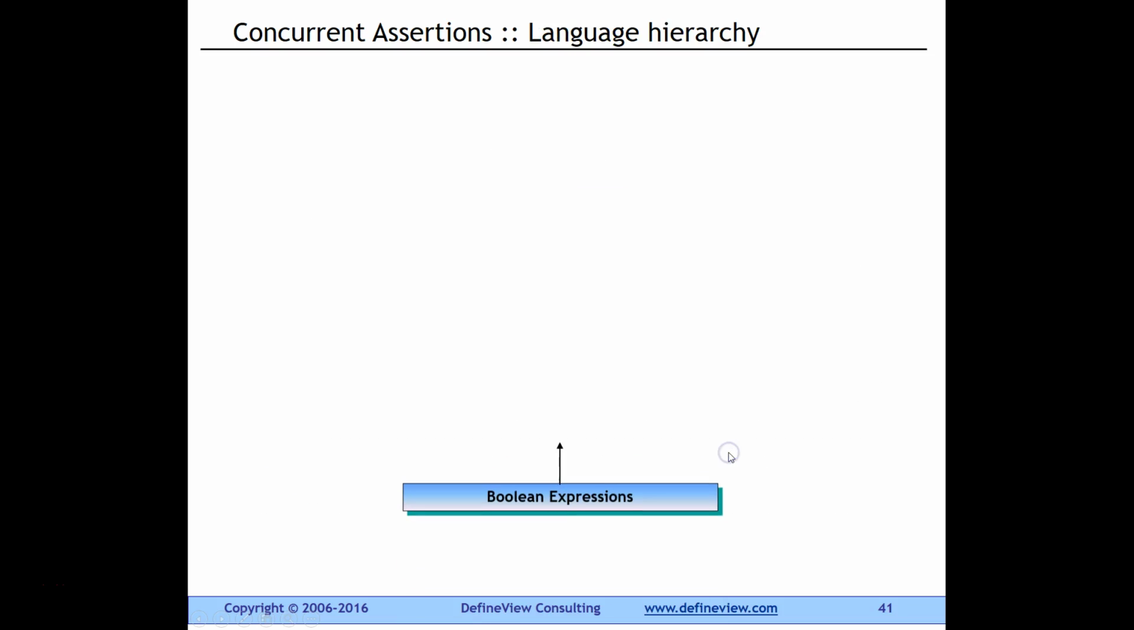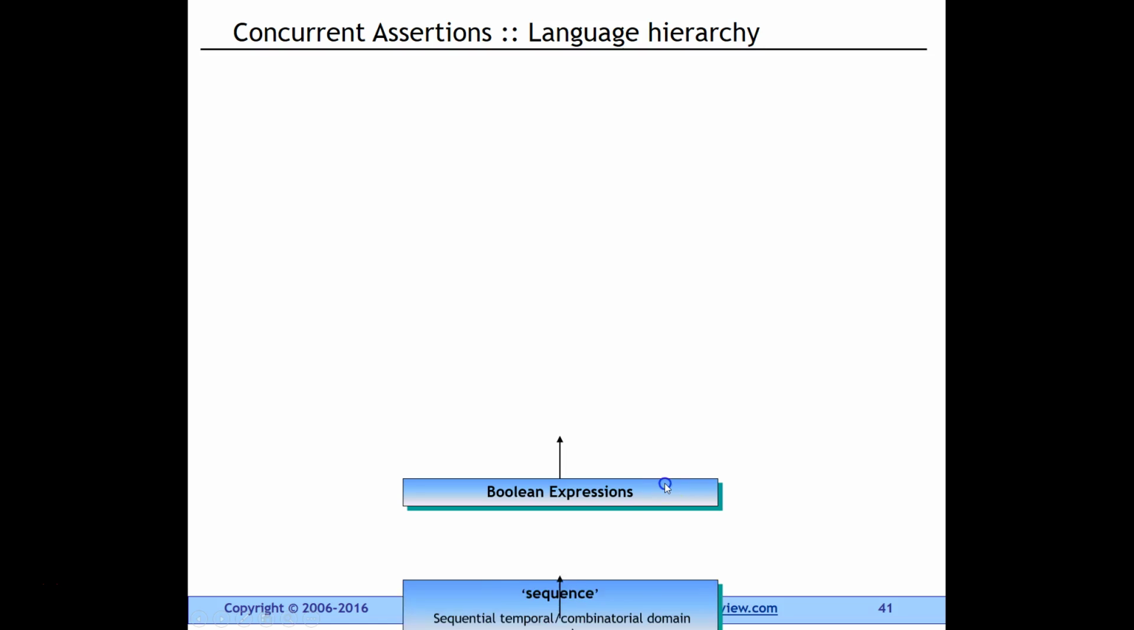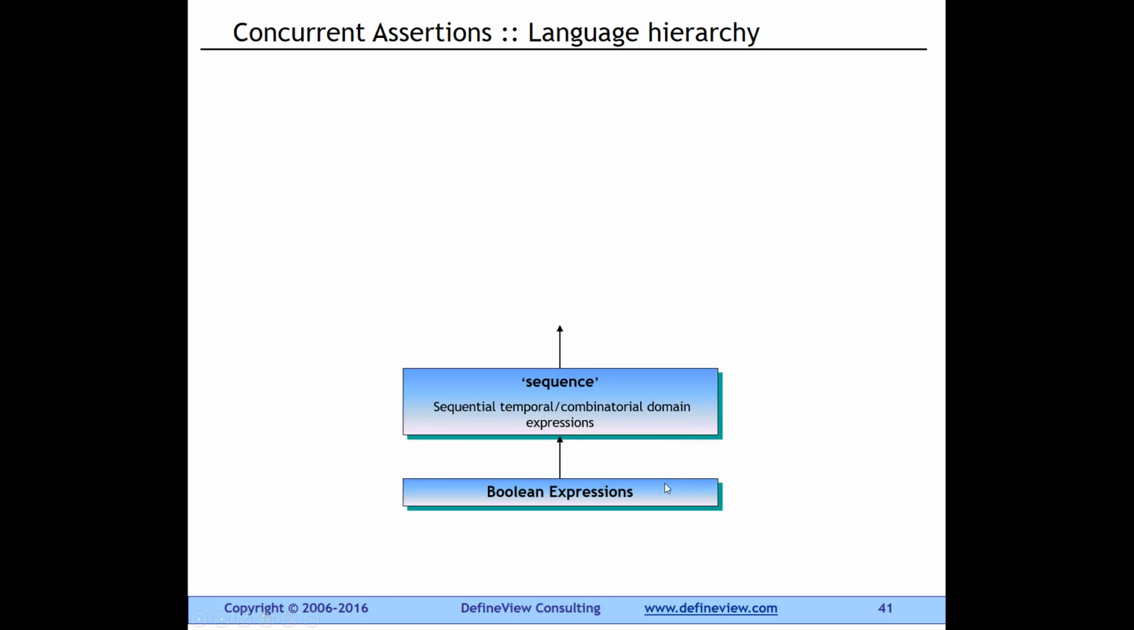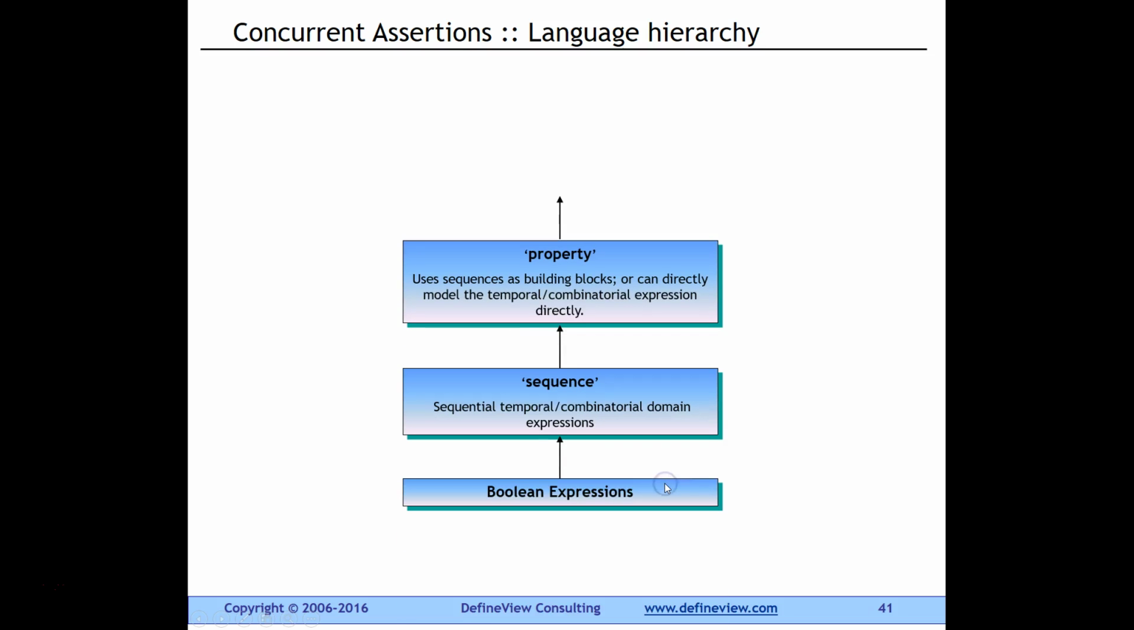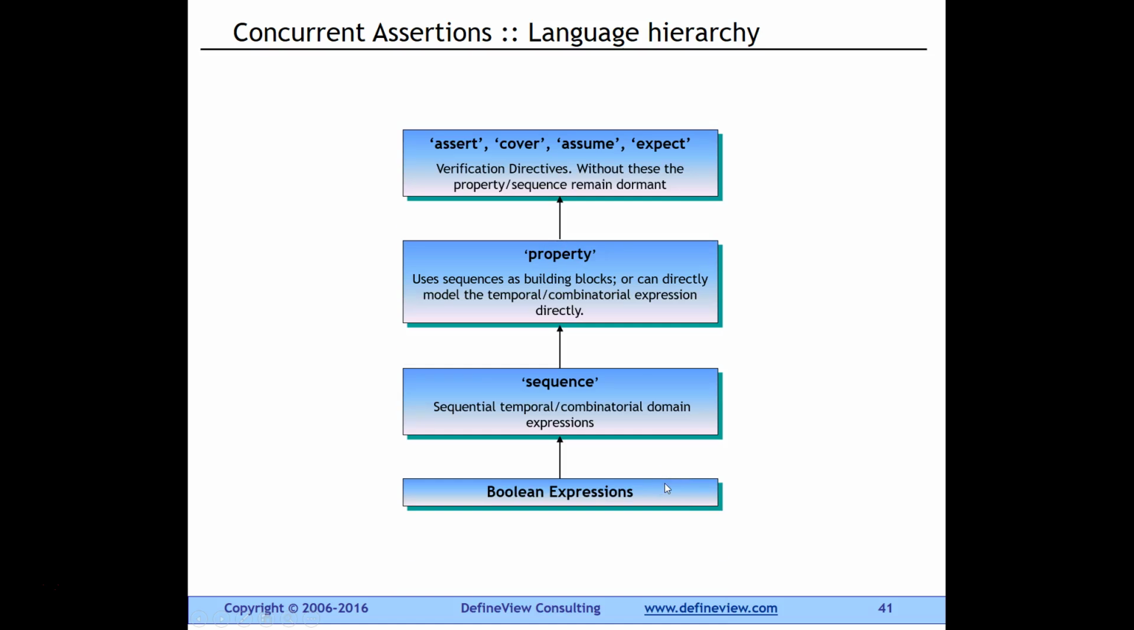So what we have seen is you have Boolean expressions. Those are used in sequences. Boolean expressions can also be used directly in a property like I just showed you. But this is what I call the language hierarchy. Try to follow this hierarchy for you to be able to design assertions with ease. Then there is the property, and then there is the assert statement.